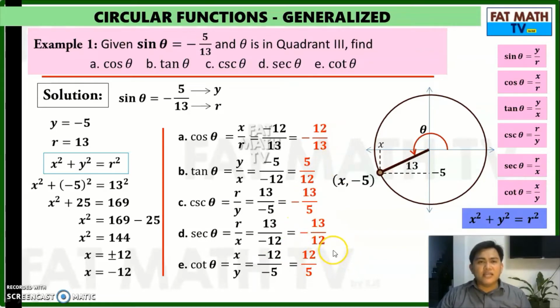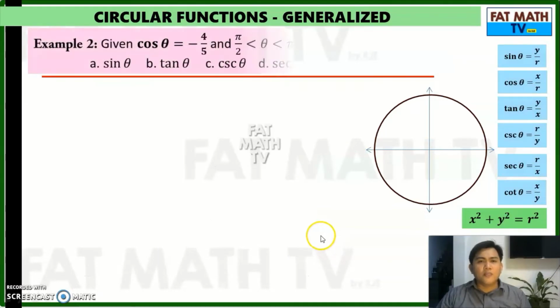Let us have another example. Example number 2. Given that cosine theta is negative 4/5 and theta is greater than pi halves but less than pi, find sine of theta, tangent of theta, cosecant theta, secant theta, and cotangent theta.